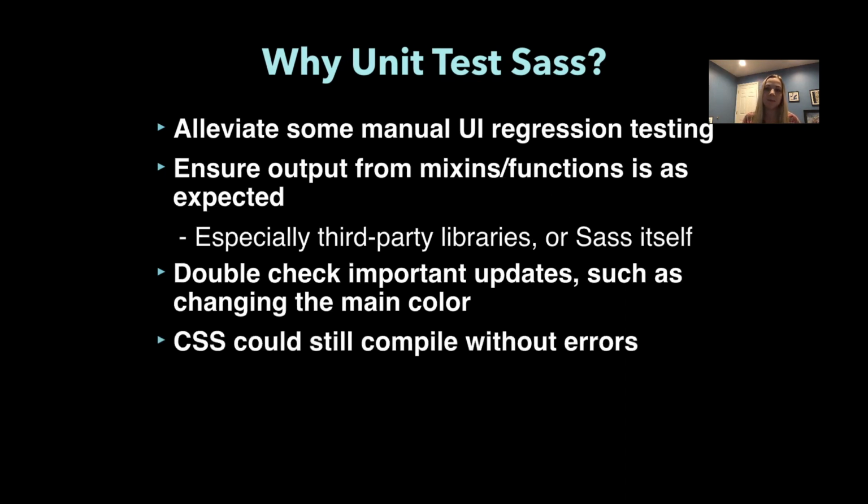Another reason is that your CSS could still compile fine without any Sass errors. Even though your CSS compiles okay, that doesn't mean that all of the changes that you've made are the ones that you expect to make or that it's giving you the output that you actually want. And the last reason is you can ship fewer errors. You can catch a lot of things that break before you actually ship any of your code, which is really great.